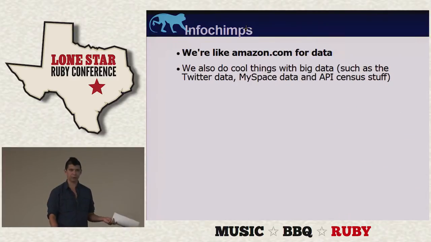A little bit about us, we're the Amazon.com for data. We are a data marketplace. Anyone can buy and sell data online through our website, no matter how big or how small. We happen to deal with a lot of big data, but we also have a lot of small data as well. We also do really cool things with huge data, such as Twitter data, MySpace, and we also have an IP census.